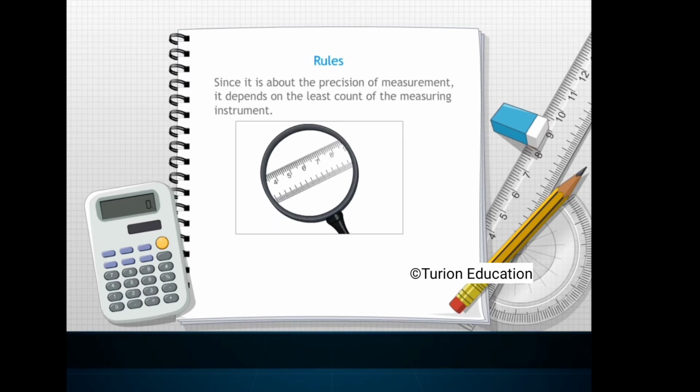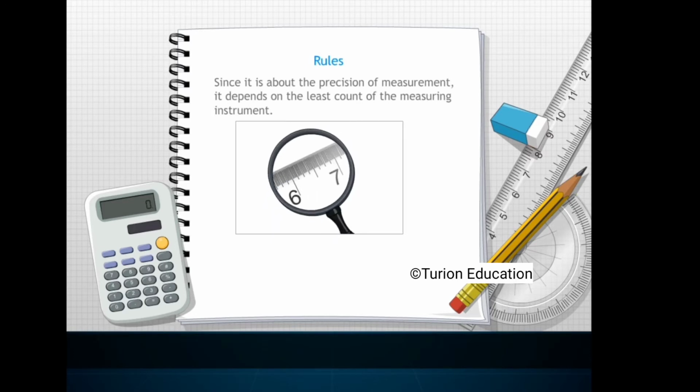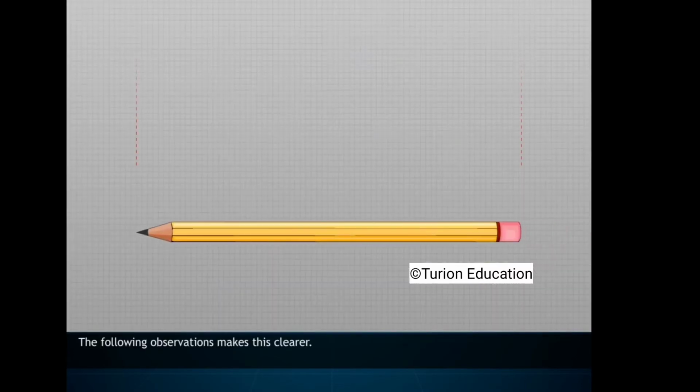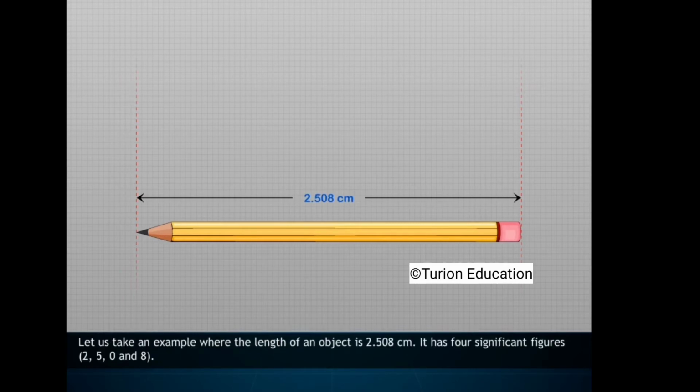Since it is about the precision of measurement, it depends on the least count of the measuring instrument. A change of different units does not change the number of significant digits or figures in a measurement. The following observations make this clearer. Let us take an example where the length of an object is 2.508 centimeters. It has four significant figures, 2, 5, 0, and 8.